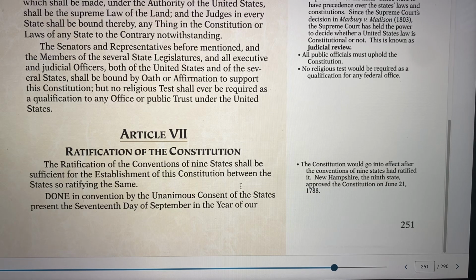But you'll have to add that after 9 states had ratified it, they still hadn't added the Bill of Rights. But after they added the Bill of Rights to the Constitution, then all the states ratified the Constitution with the Bill of Rights, including Virginia and New York, which were holdbacks, and Rhode Island.